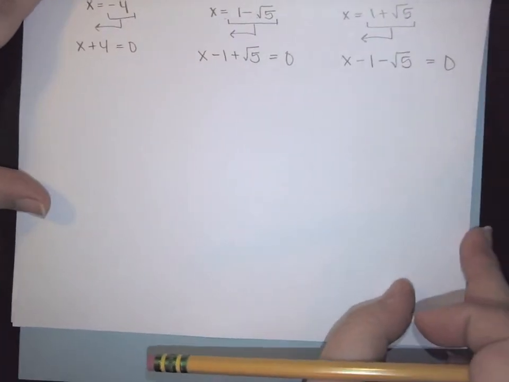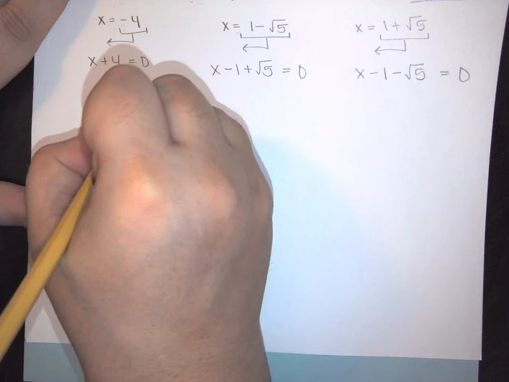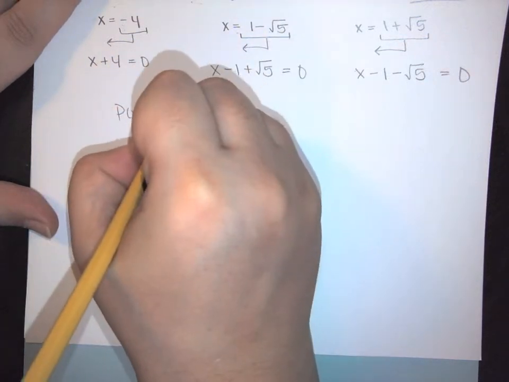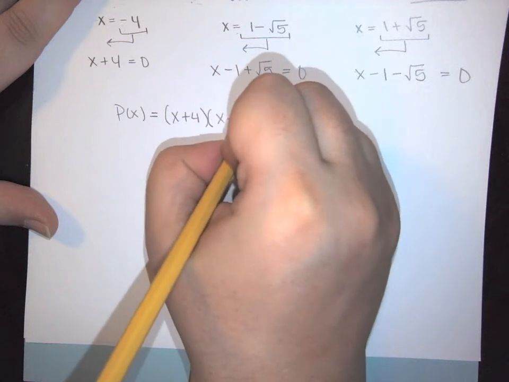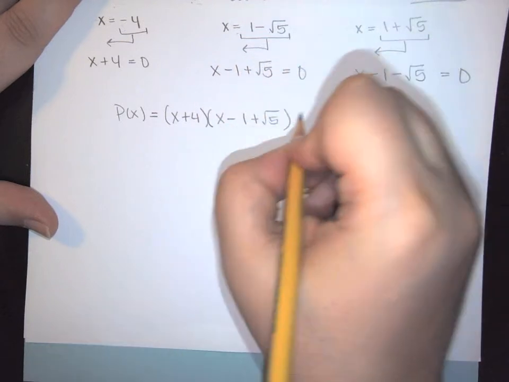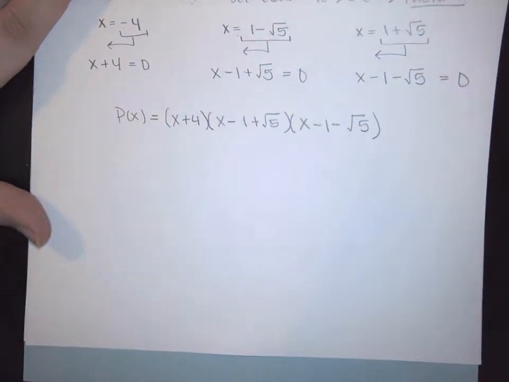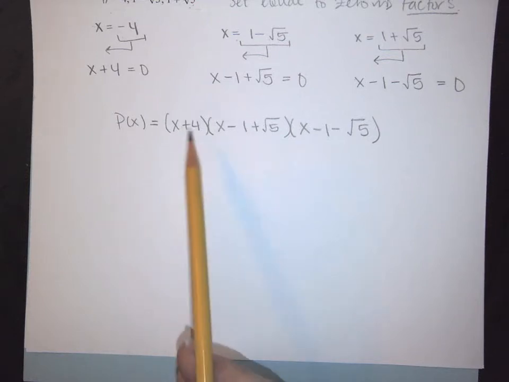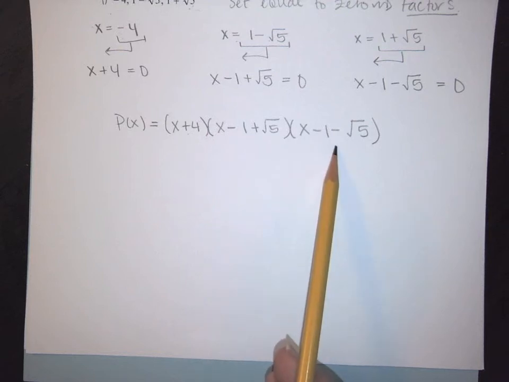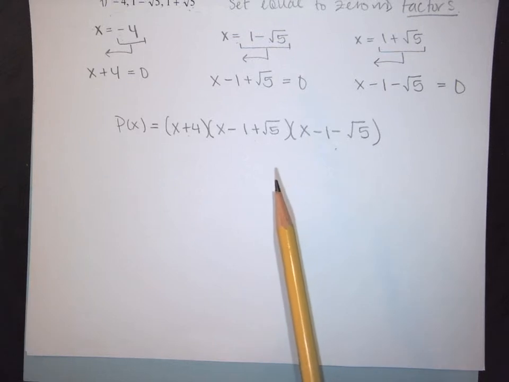So I have my factors. In order to find my polynomial, my p of x is going to be x plus 4 times x minus 1 plus the square root of 5 times x minus 1 minus the square root of 5. Woohoo! You can multiply these together however you choose. You have three factors that you have to multiply, so you can choose to do whichever ones you want.